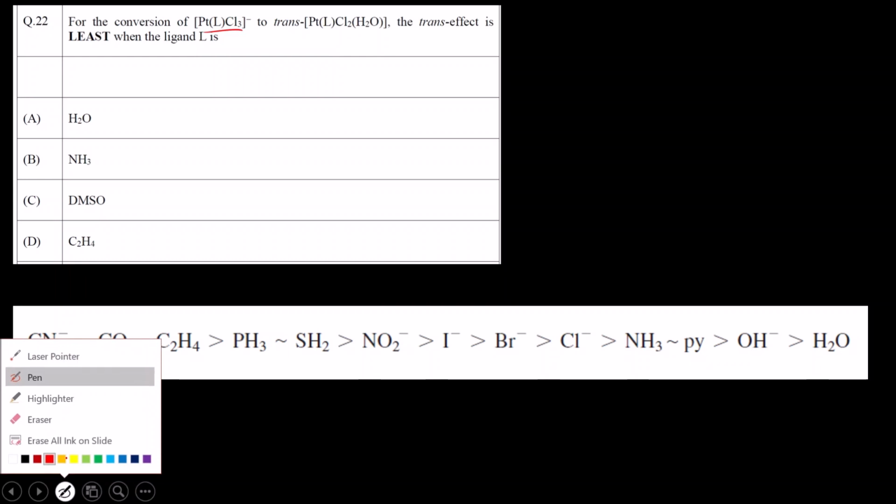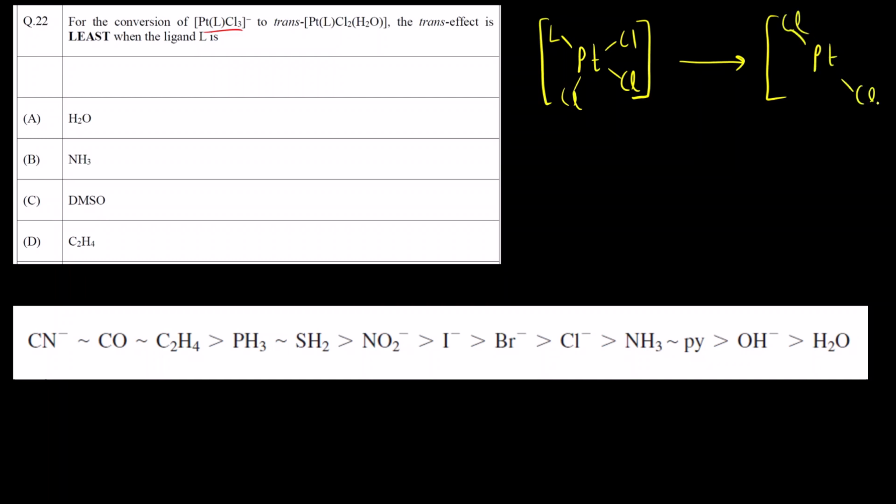Let us see the next question. For the conversion of this complex that is given, we have to convert it into this. So let us write down the reactant first: Pt, then we have Cl, Cl and Cl, and it gets converted to trans, so both the Cl are trans to each other. Which are the other two ligands? One is L and H2O.